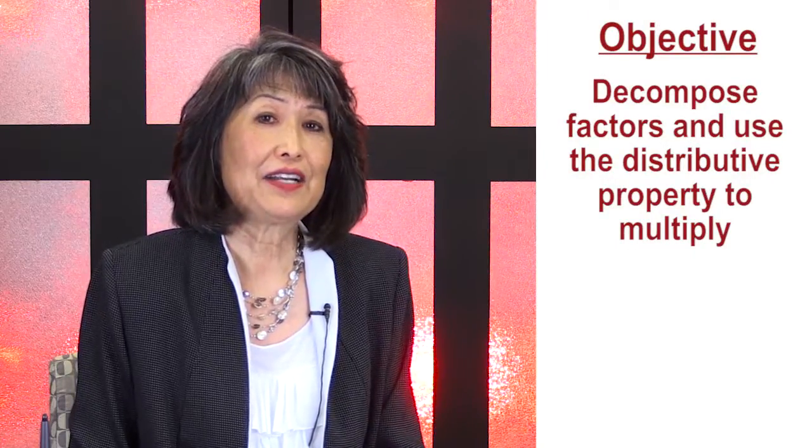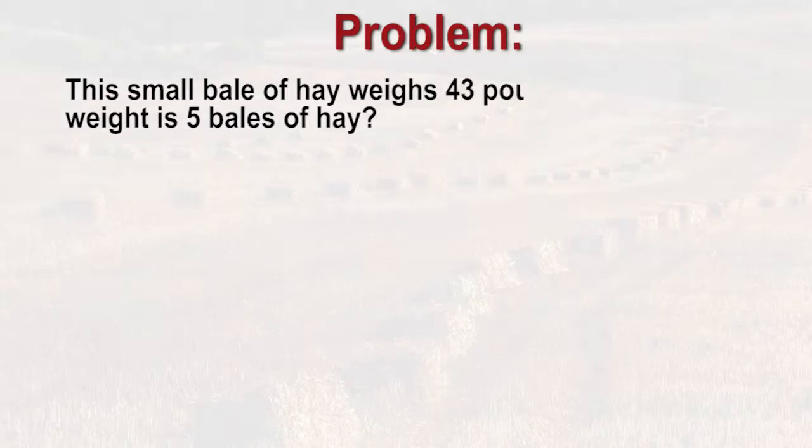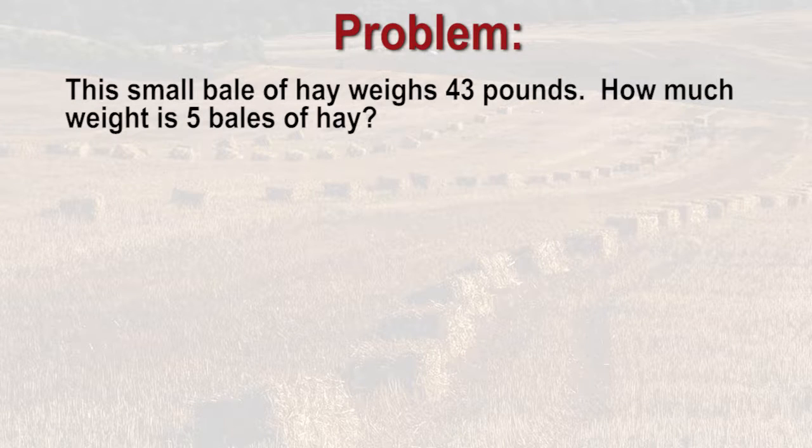Let's take a look at our first problem. This small bale of hay weighs 43 pounds. How much weight is 5 bales of hay? If each bale weighs 43 pounds and there are 5 of them, then I can use repeated addition to find my answer. I'll add 43 5 times.